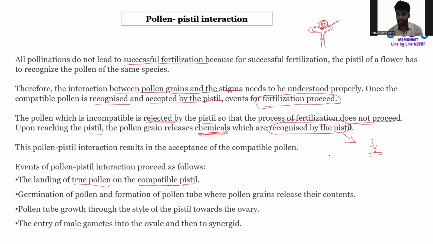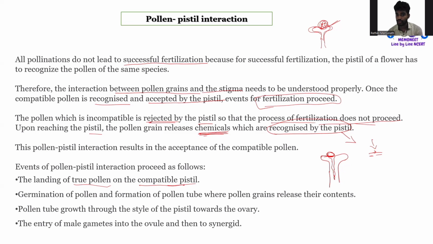See, if this is the stigma, okay, and this is the style. Once the pollen grains of this species come and land here, this pistil is going to recognize that this pollen grain belongs to our species itself, and it will accept it. Later on, there will be germination of the pollen tube. Pollen tube germination is going to happen.